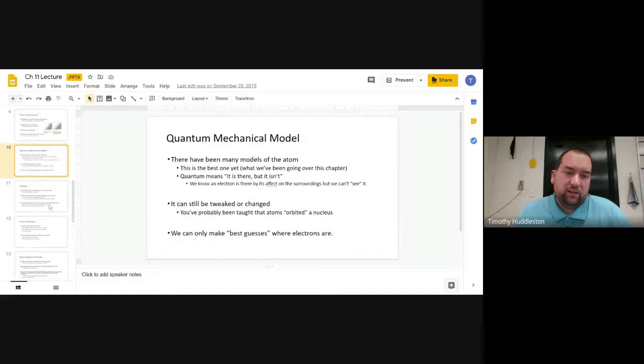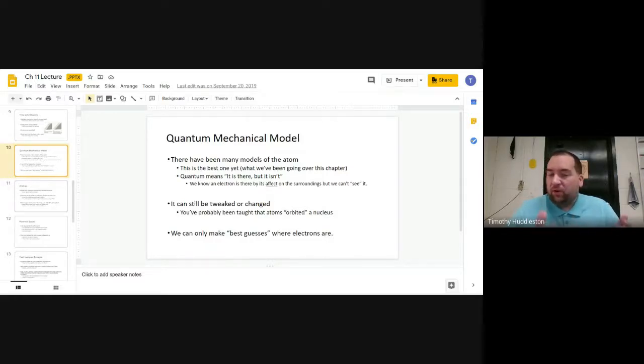Now, here's where we get into the juice of the chapter, the meat of the chapter. There have been many models of the atom, and this is the best one yet. Quantum means it is there, but it isn't. So if you guys ever hear someone try to sound really smart, say, I know quantum physics. Quantum physics is really complicated, but at the same time, really simple. So with quantum physics, it's saying it's there, but it isn't.